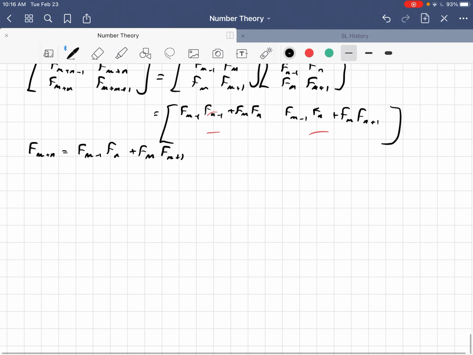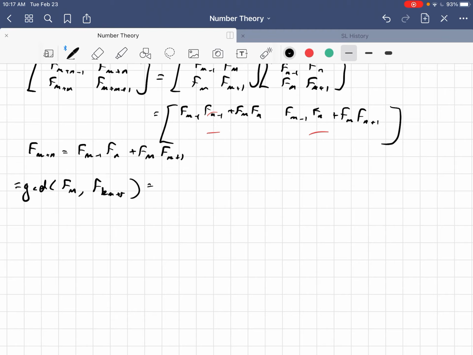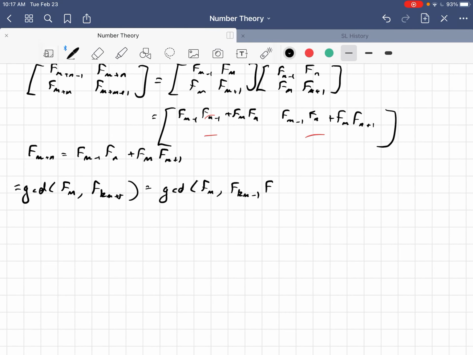And now if I go back up top, what I had before was the GCD of f sub m, f sub km plus r, which is equal to now the GCD of f sub m and, using this formula here, f sub km minus 1 times f sub r plus f sub km, f sub r plus 1.